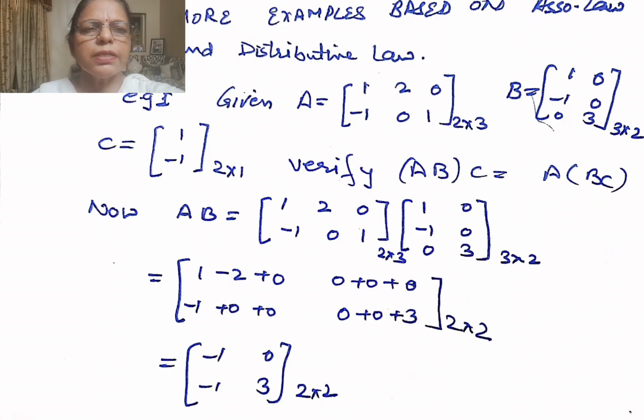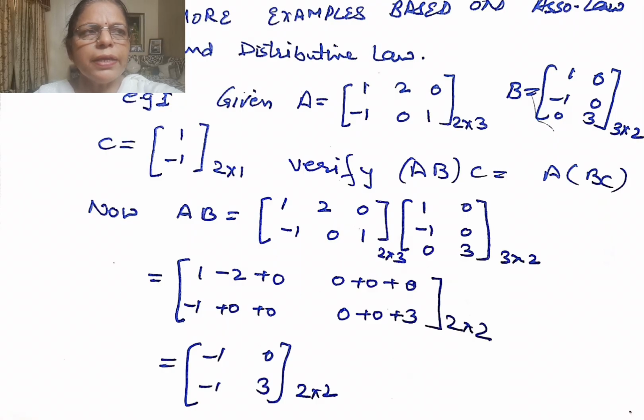Now first, A is a matrix of the type 2 by 3 that is equal to [1 2 0; -1 0 1], and B is the matrix of the type 3 by 2 that is equal to [1 0; -1 0; 0 3], and the third matrix C is of the type 2 by 1 that is [1; -1]. We want to prove (AB)C is equal to A(BC). That means the associative law holds.